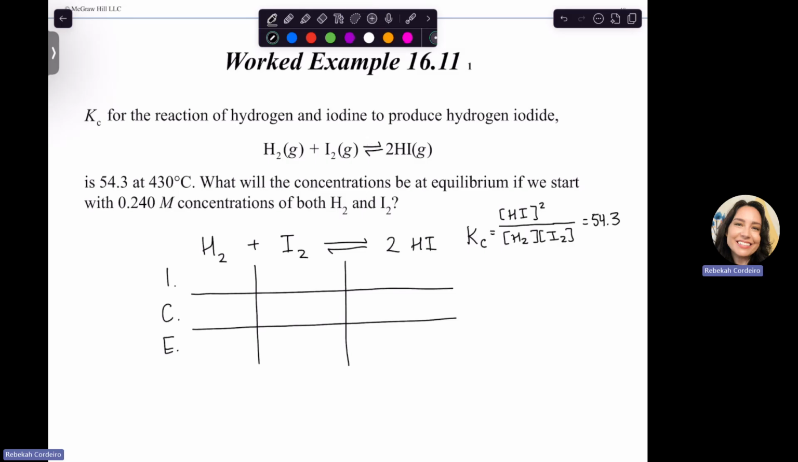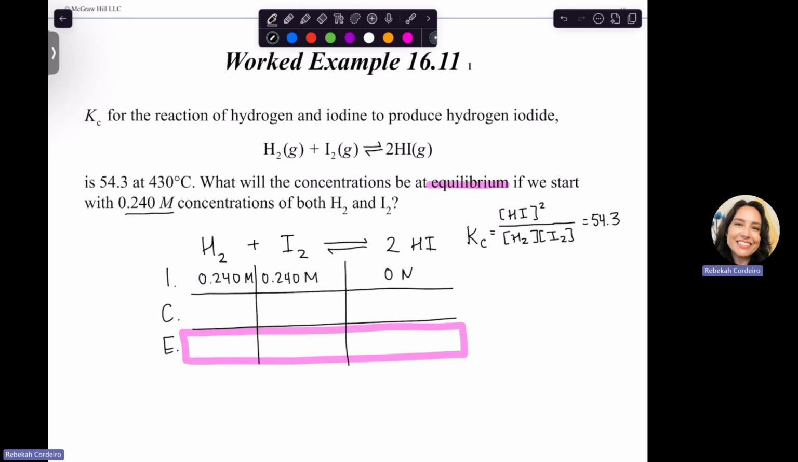I don't need to use the temperature in any calculation right now, but we know that K can change with temperature, so we're usually given the temperature. What will the concentrations be at equilibrium? So I'm asking you, what is going to be here in the E part at the end? I want numbers. If I started with 0.240 molarity for both my reactants, if it doesn't tell me anything about products, that means I have 0 products.